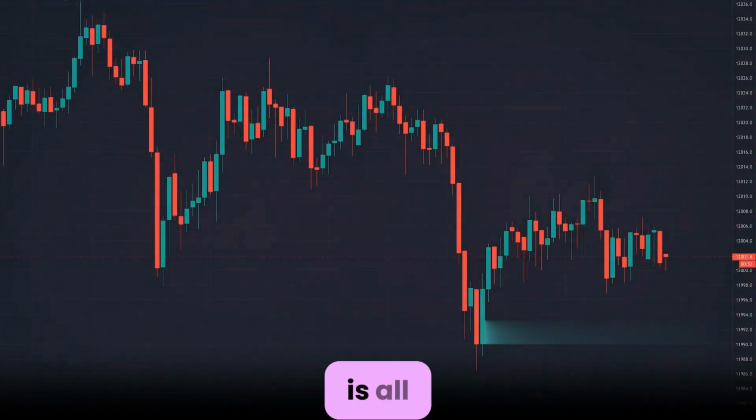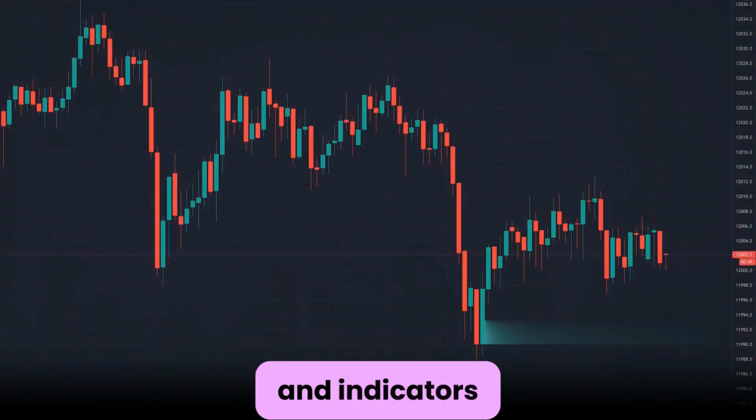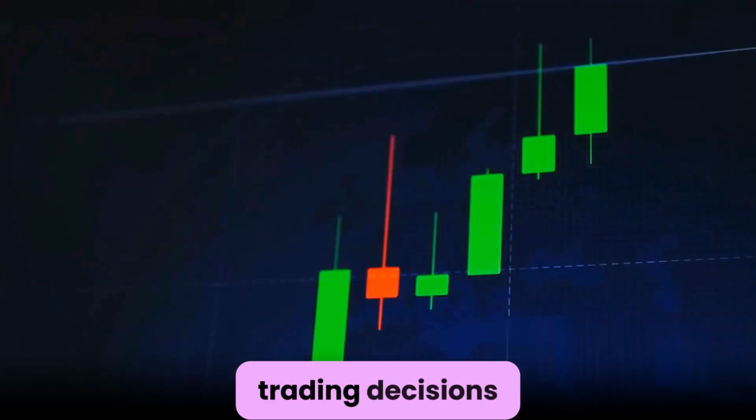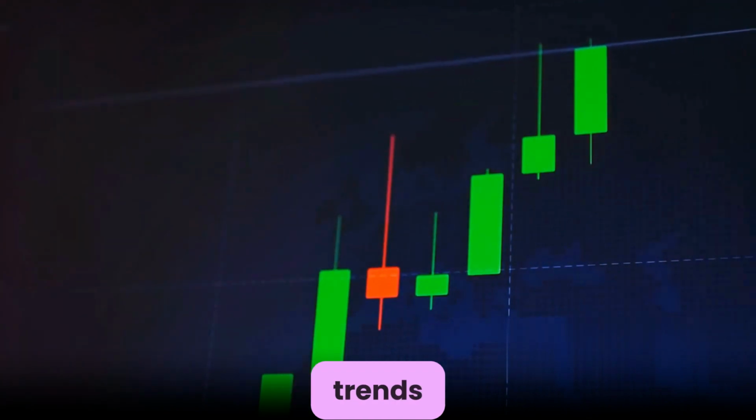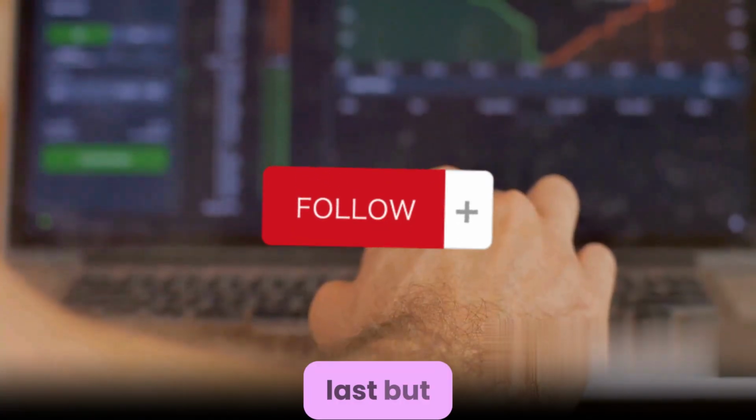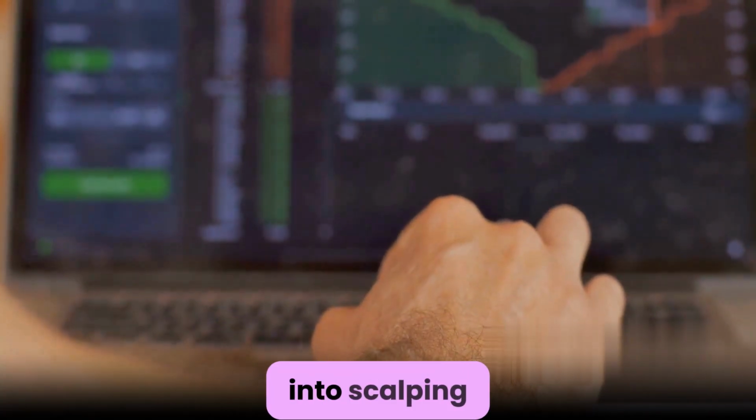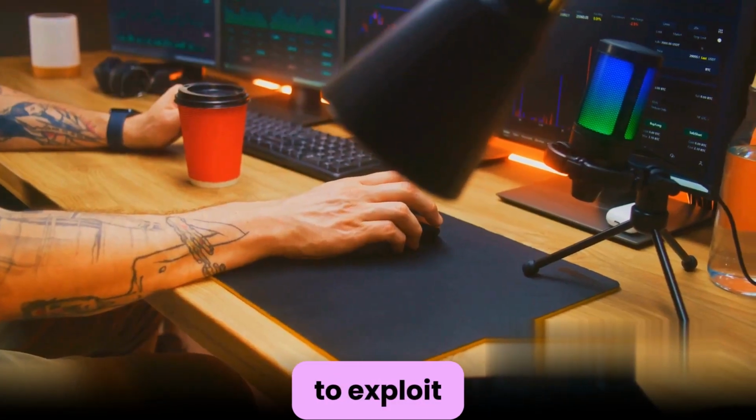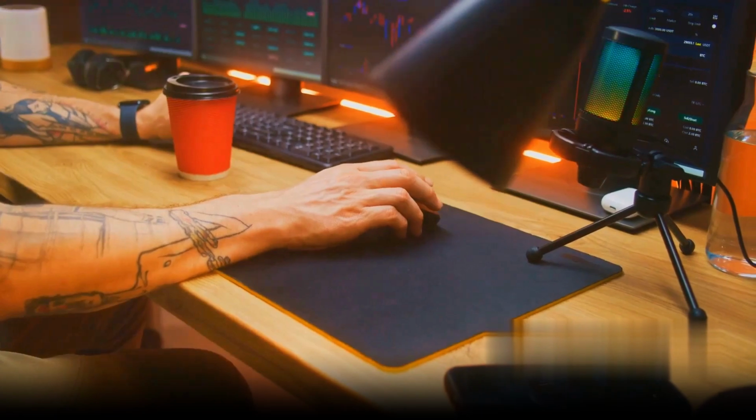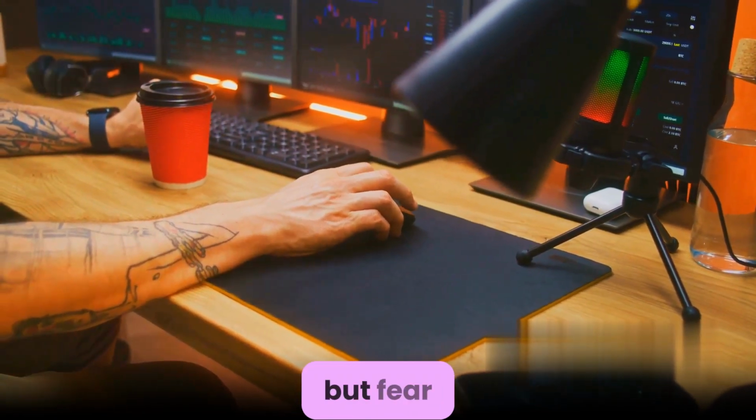Technical analysis is all about using price charts and indicators to make short-term trading decisions. Then we have momentum trading, which capitalizes on short-term price trends and market momentum. Last but not least, we'll delve into scalping, a strategy that involves making multiple quick trades to exploit small price movements. These strategies may sound complex, but fear not.